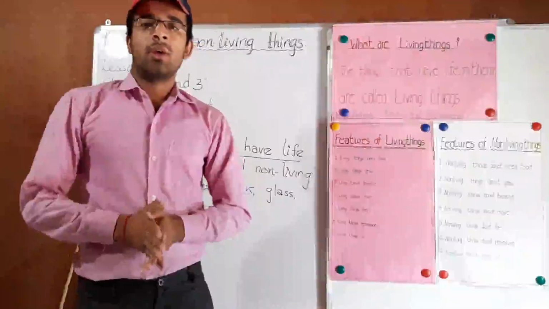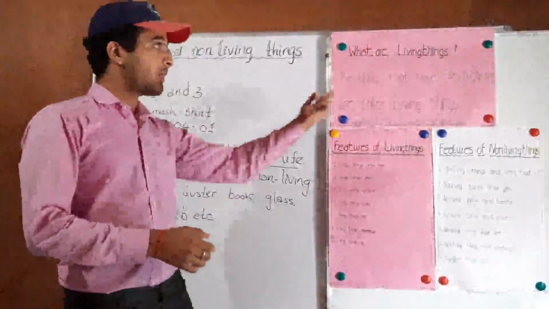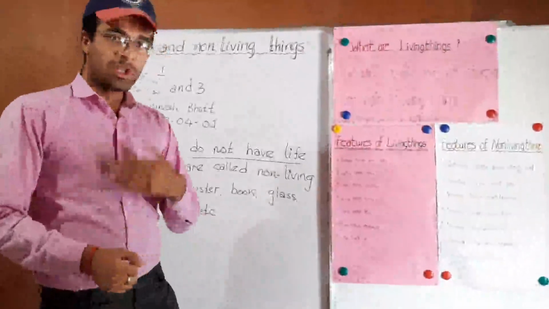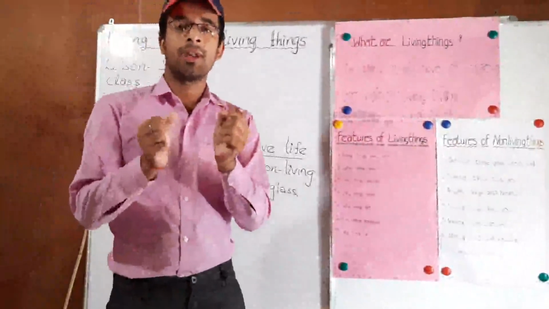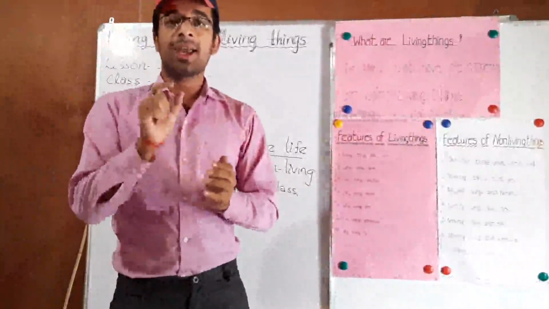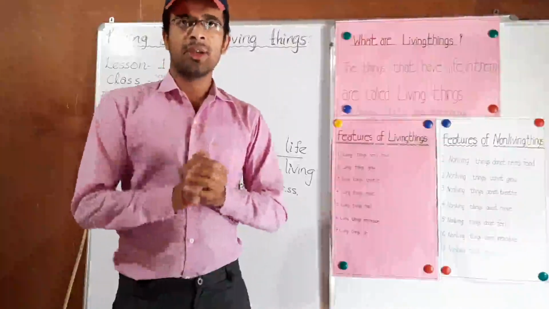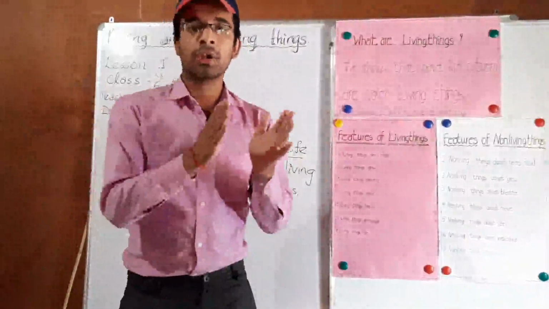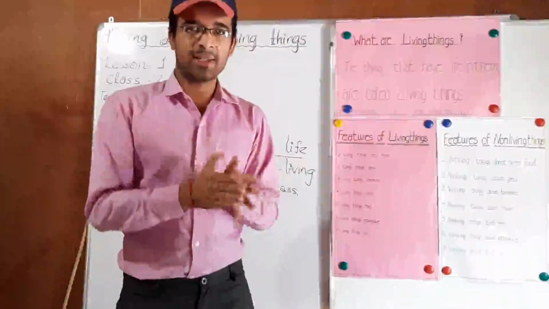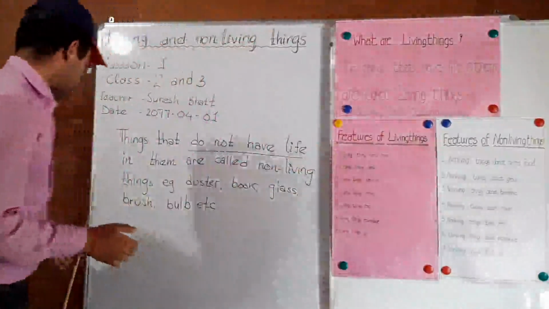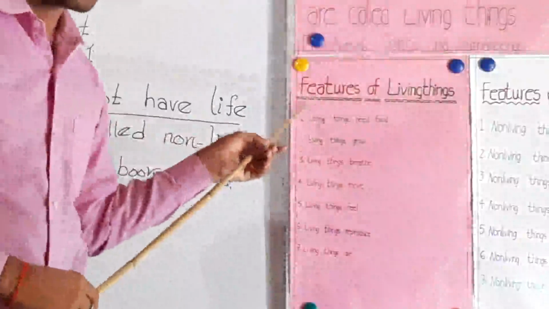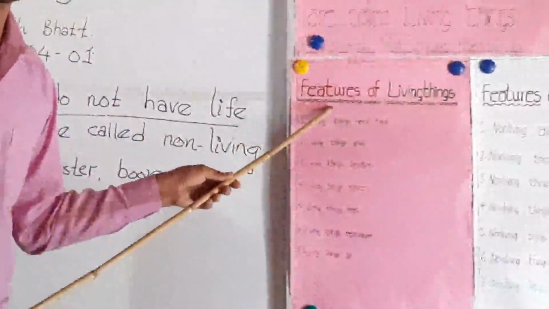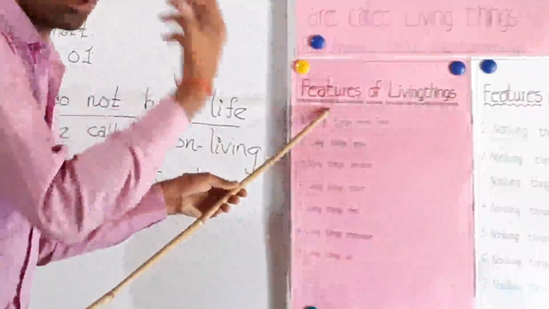So, students, we learned about the definition of living things and non-living things with some examples. Now we discuss the features of living things and non-living things. Feature means characteristic. Characteristic means that by which we can separate living things and non-living things according to their characters. Like in the chart, I have a chart for you. Features of living things. Feature means character by which we can know whether this is a living thing or a non-living thing.